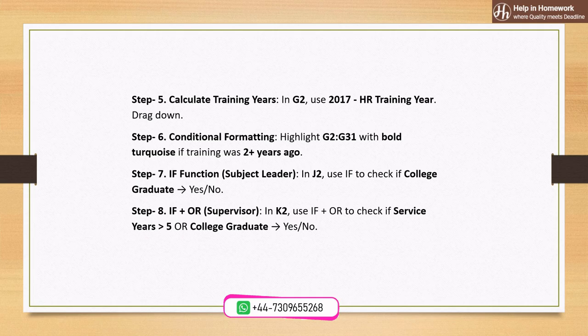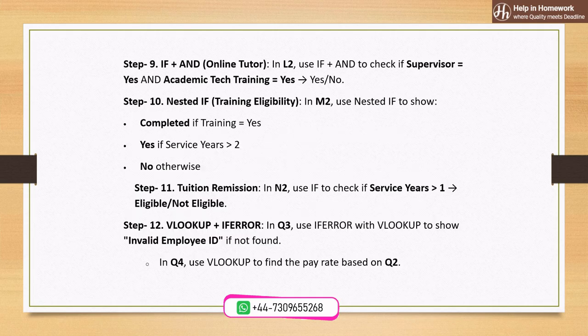Step 7. IF function: subject leader in J2, use IF to check if college graduate is yes/no. Step 8. IF plus OR: supervisor in K2, use IF plus OR to check if service years is 5 or college graduate is yes/no. Step 9. IF plus AND: online tutor in L2, use IF plus AND to check if supervisor equals yes and academic tech training equals yes/no.